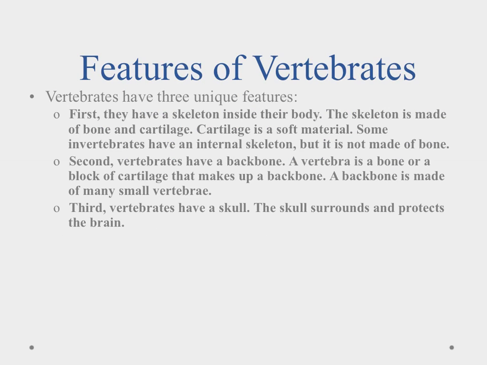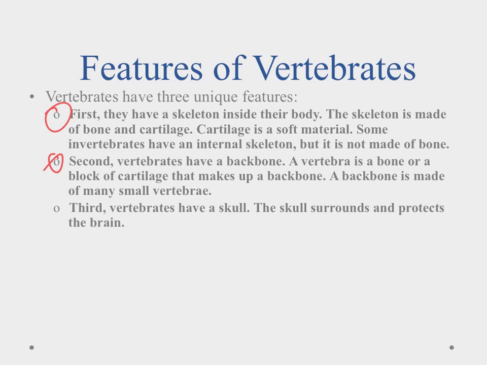So first up, let's talk about what makes a vertebrate a vertebrate. First of all, they have a skeleton inside their body, an endoskeleton. And we saw that with the echinoderms. The skeleton is going to be made of bone and cartilage in vertebrates. Cartilage is that soft material, kind of like what makes your ear its shape. Some invertebrates do have an internal skeleton, but it's not made of bone. So it's a little bit of a different kind of internal skeleton.